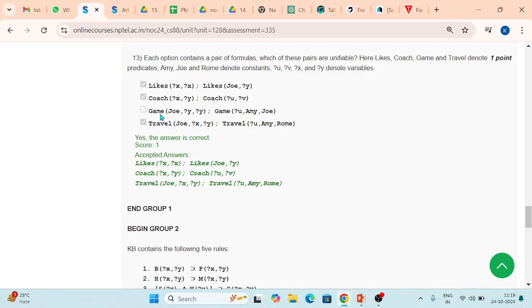And in the game one, here a constant is replaced with a variable, so this is false. We can't replace a constant with a variable. We can replace a variable with a constant, and a variable with another variable. This is false, because we can't replace a constant with a variable. And here also, if you see travel.